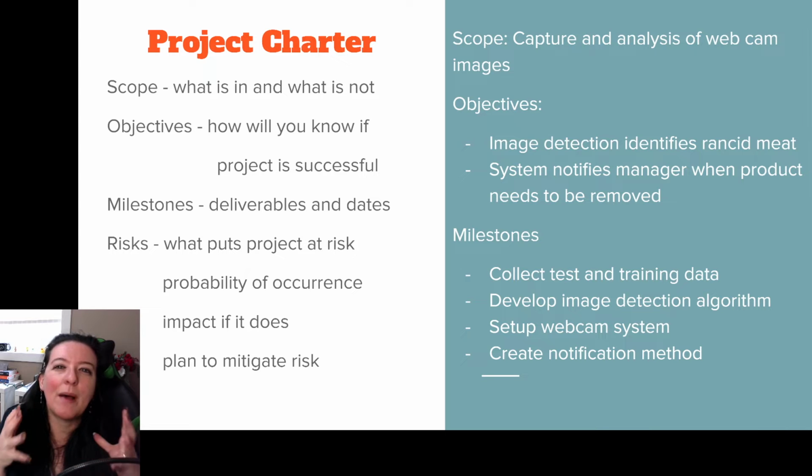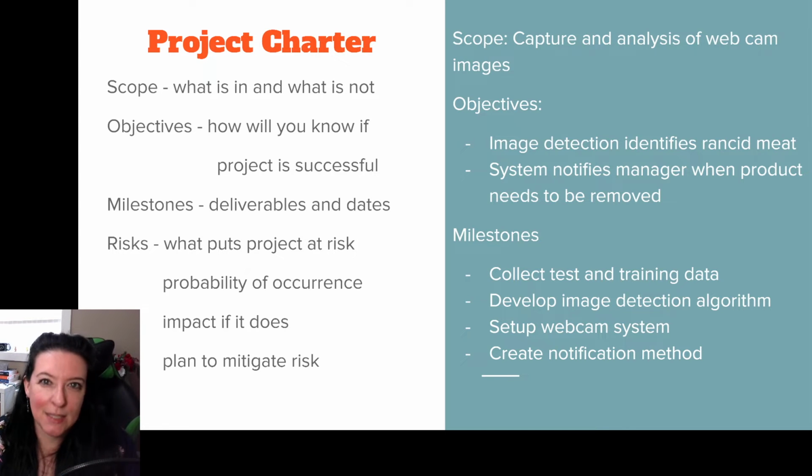And how will we know if that project is successful? Well, if it can actually identify rancid meat, and if it can notify managers that the meat is rancid so that they can remove it, then this project will be successful.